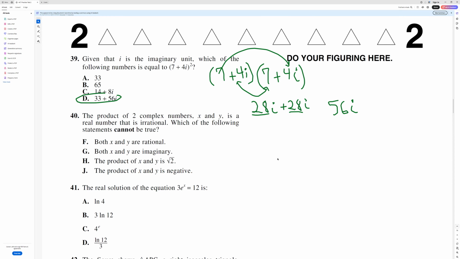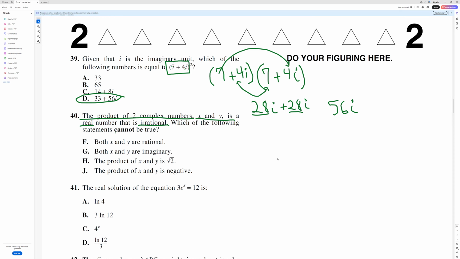So I only see one answer that has the 56i. Has to be that one. No doubt. Because the other one becomes i squared, which is a whole other thing. So the product of two complex numbers, a complex number is part real, part imaginary. When you multiply two things like that, you're gonna get a real number that is irrational. So it will not have an i because the i's can be eliminated. And it is a real number, so which cannot be true.